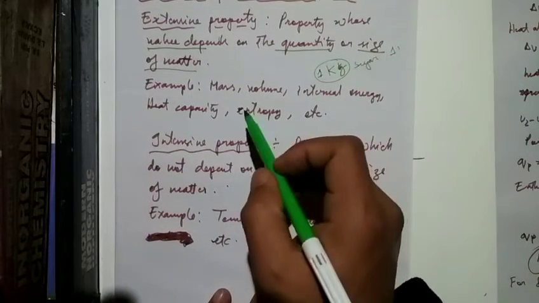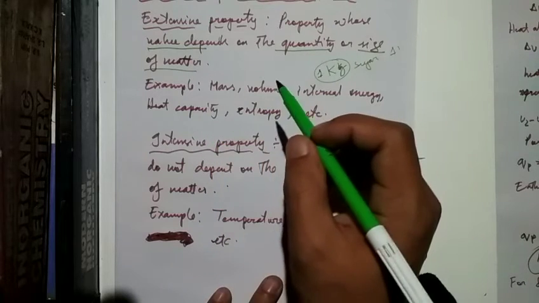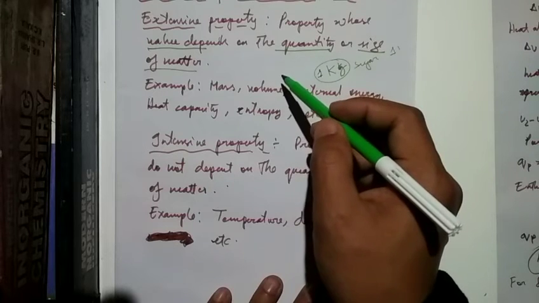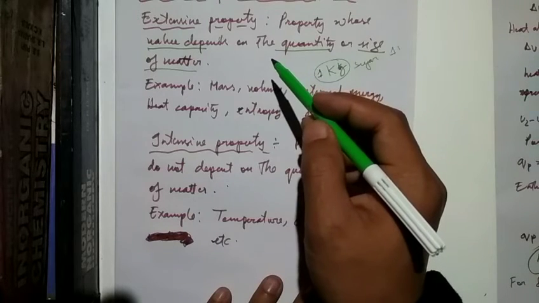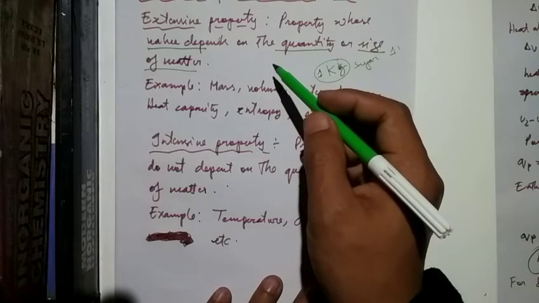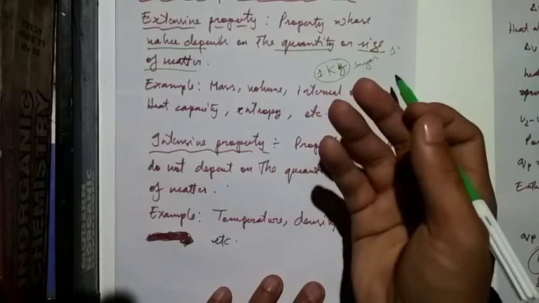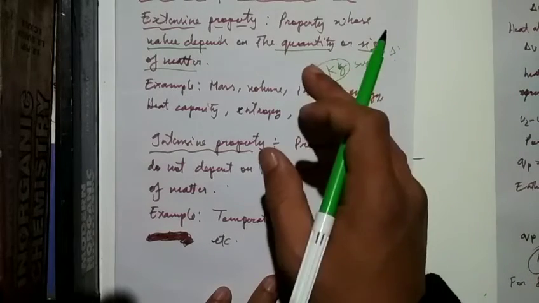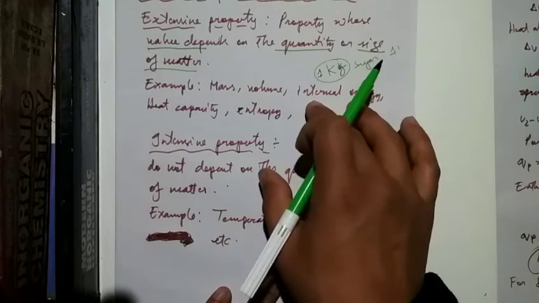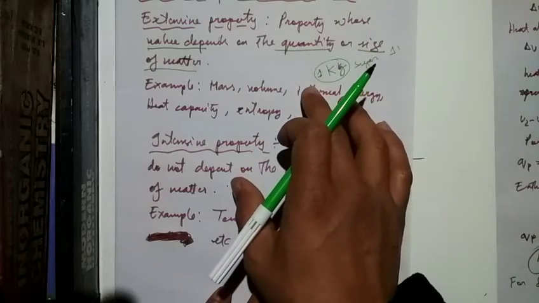Volume also depends on the quantity or size. So the volume of water, 10 liters of water, and if you add 5 more liters, it will become 15 liters. So volume increases. Or if we take out 5 liters from that 15, it will become 10 liters. So it depends on the size or the quantity.